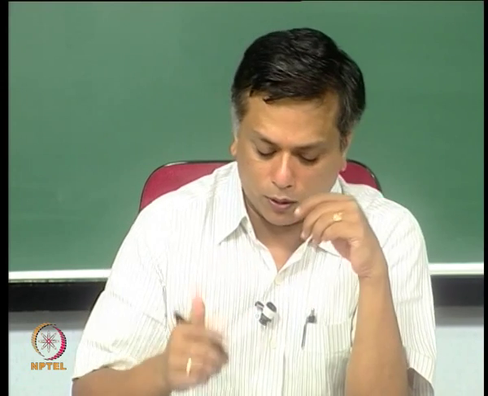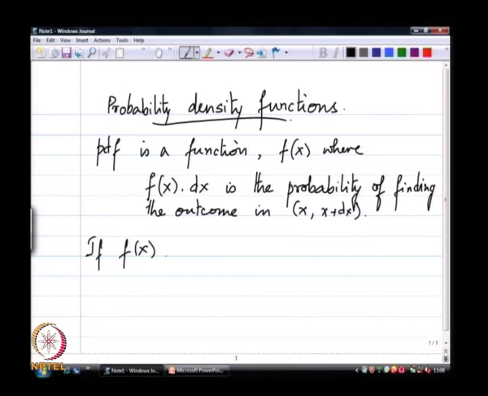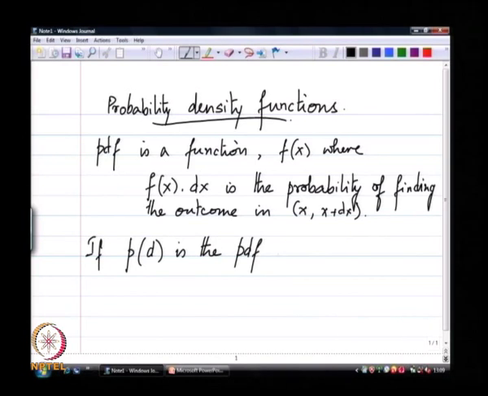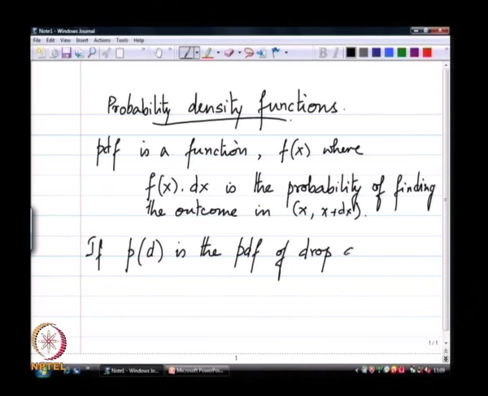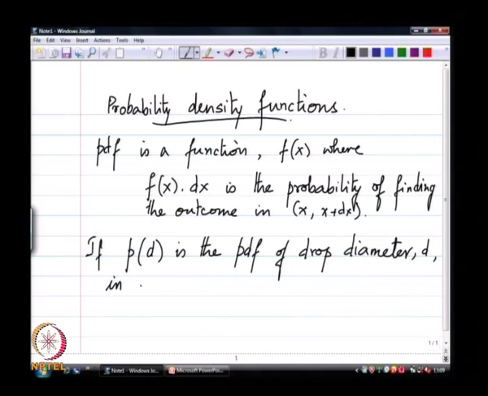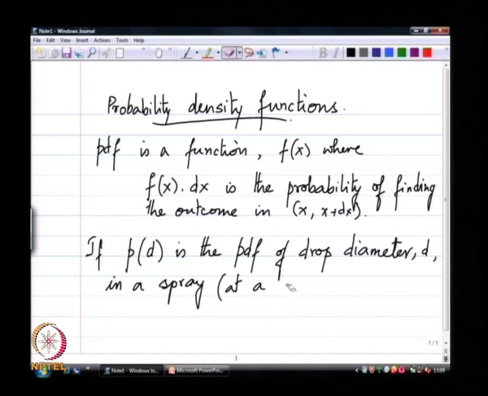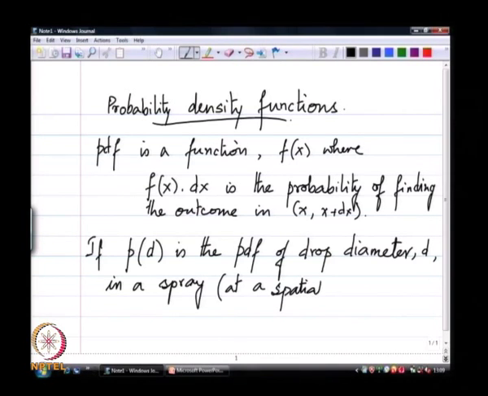Okay. Fine. So, applying this principle to spray, what sort of intuition can we bring to the forms of the function that this f of x should have in a general spray? Let us start thinking about that for a little while. I will now use a slightly different notation. I will say P of D is the probability density function of, say, a drop diameter in a spray, and I will be even more specific, we will just say at a point for now, at a spatial point. This is sort of the easiest to understand, so we will start with this.